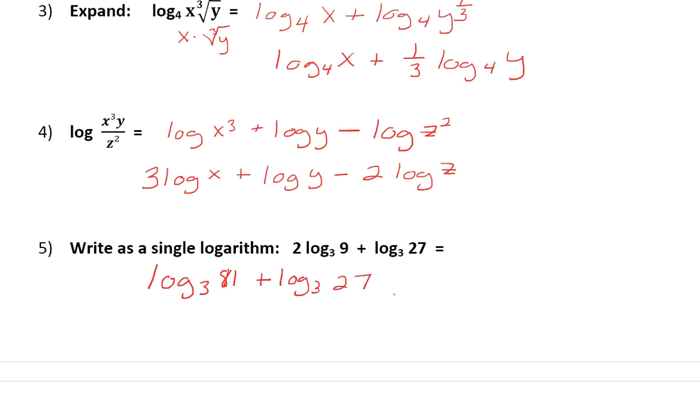All right, since I'm adding these, I would need to combine these with multiplying. So it becomes log base 3 of 81 times 27, which is a big number. And on the calculator, it turns out to be 2,187. So those are the examples using the properties of logarithms.